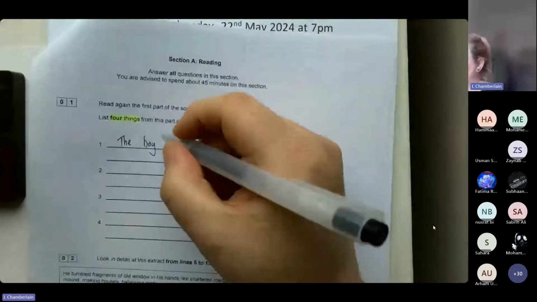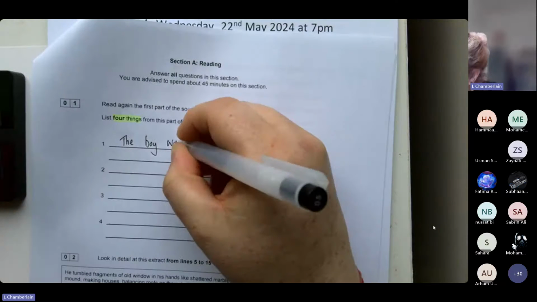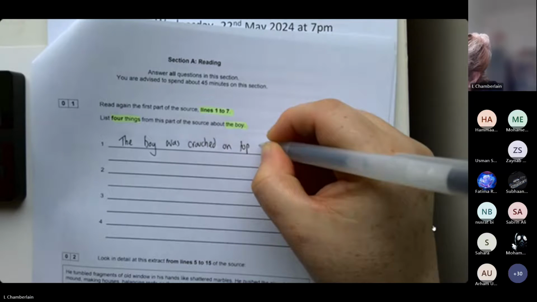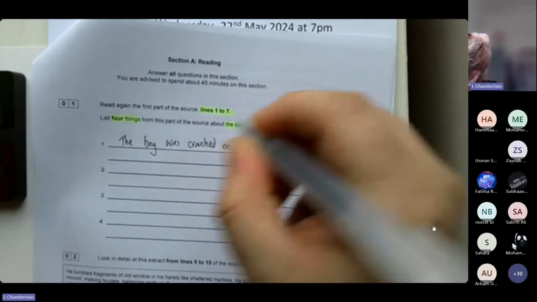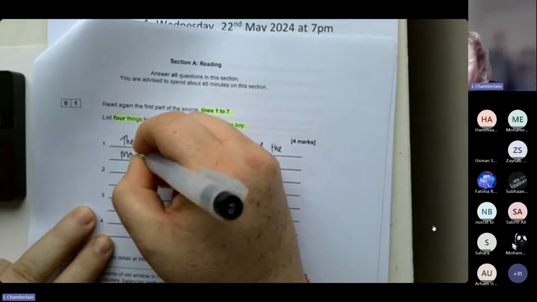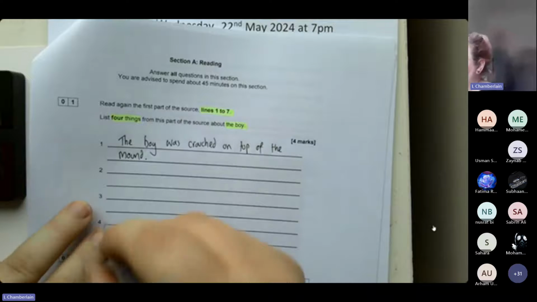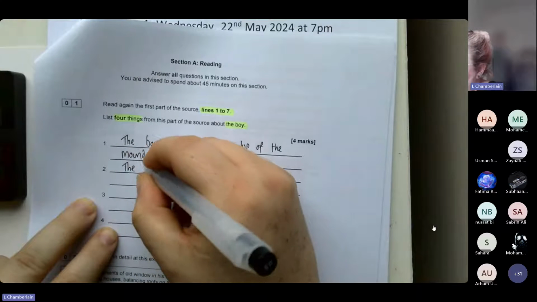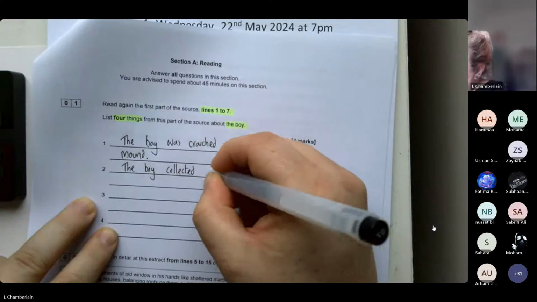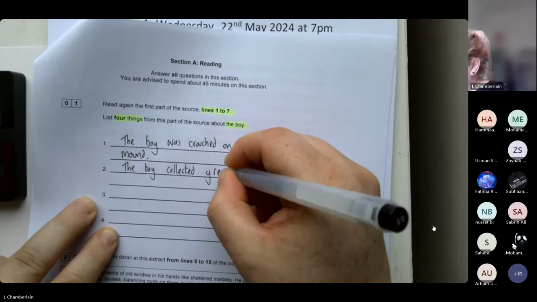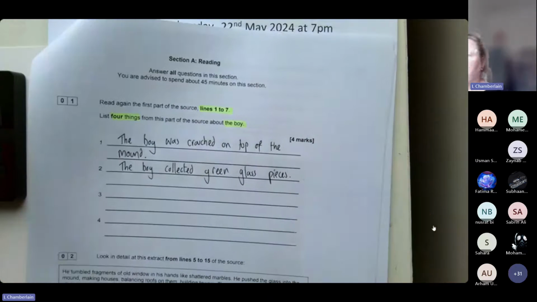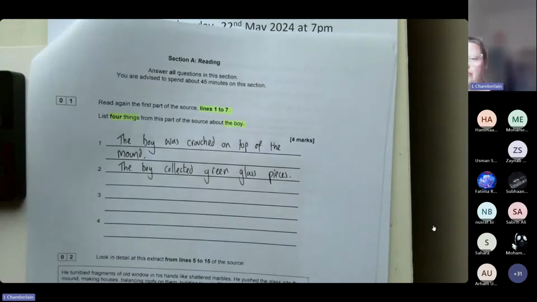So for example, the boy was crouched on top of the mound. So that would be an example of one sentence. My next one might be the boy collected green glass pieces. Okay. Now, I'm not going to go through and do all 4 of those.